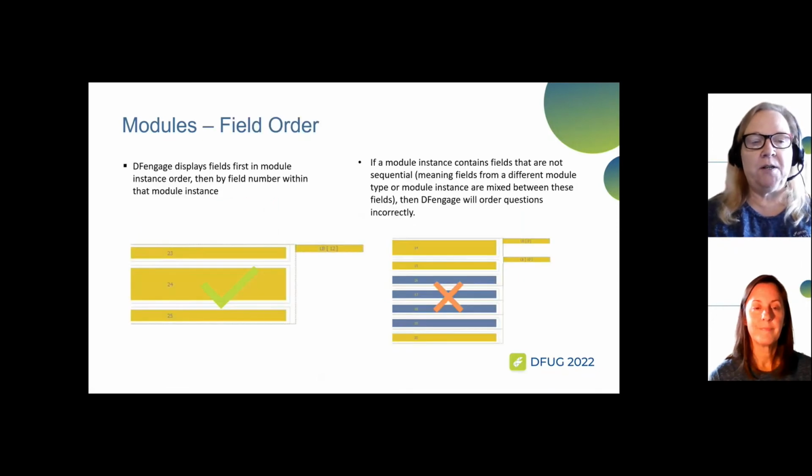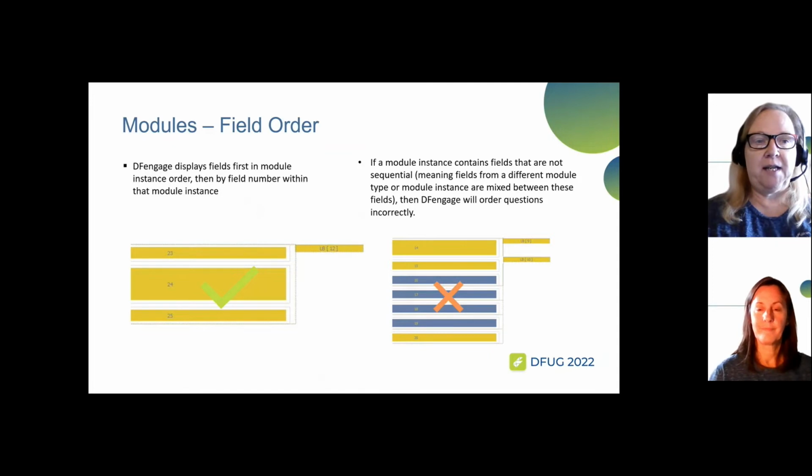For field order, DFengage displays fields first in the module order and then by field. So your modules need to be set up sequentially, and then the fields within them also need to be set up that way. As you can see on the left, the fields are set up sequentially 23, 24, 25, and on the right they are not. You have module 9 and module 10, and then in between in blue are fields from another module. This will cause the questions to be out of order in DFengage.